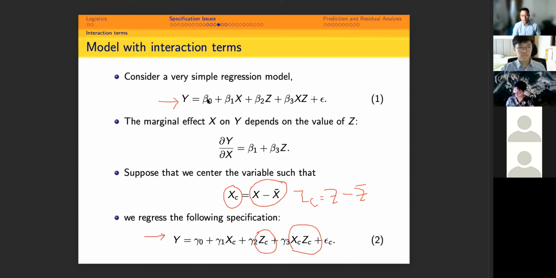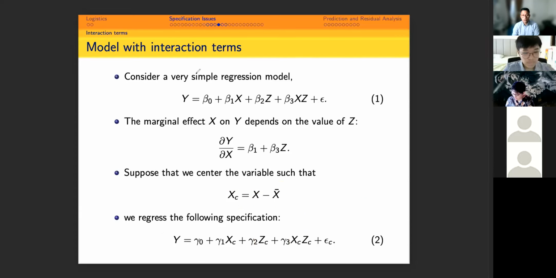As you can see, the parameters of the model are different. Here we use the betas, here we use the gammas. This indicates that the estimated coefficients will be different in these two models. I'm going to go into the detail in the next section.